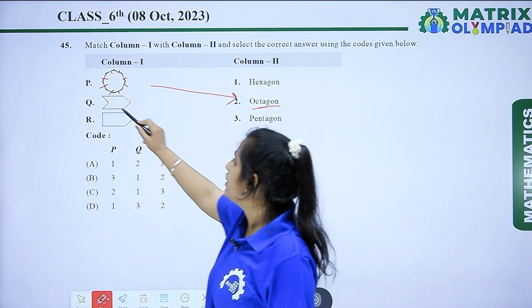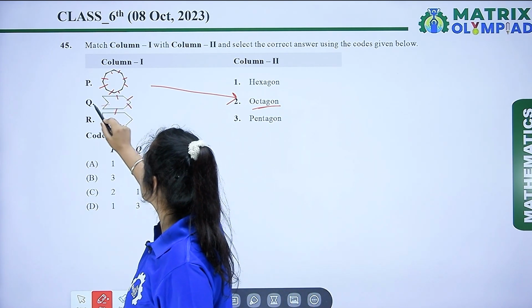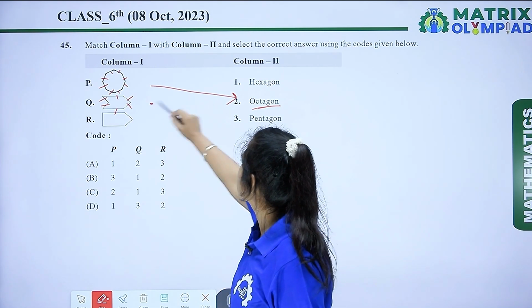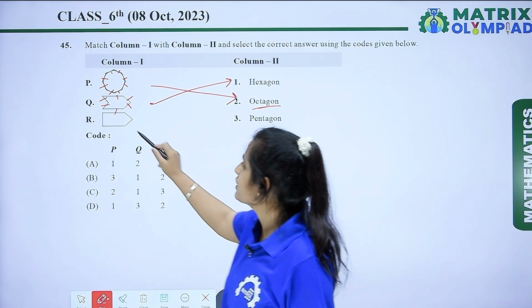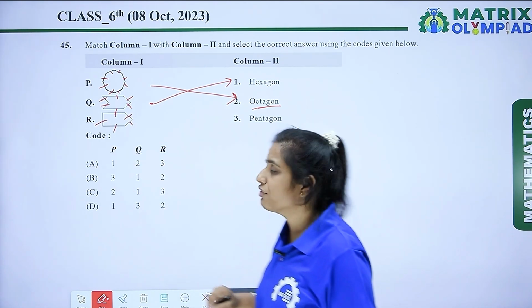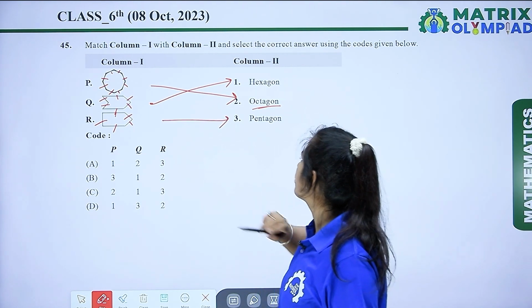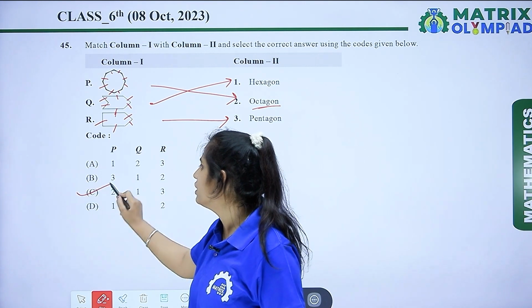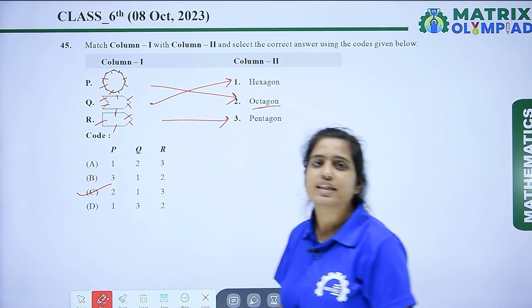नेक्स्ट है आपके पास 1, 2, 3, 4, 5, 6. 6-sided polygon. 6-sided polygon is known as hexagon. So first answer is correct for this. R 1, 2, 3, 4, 5. 5-sided figure is known as the pentagon. So the correct sequence will be 2, 1, 3. So here 2, 1, 3 is the correct answer. That is in option C.